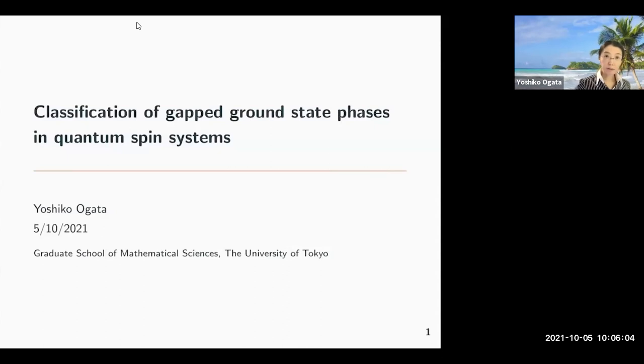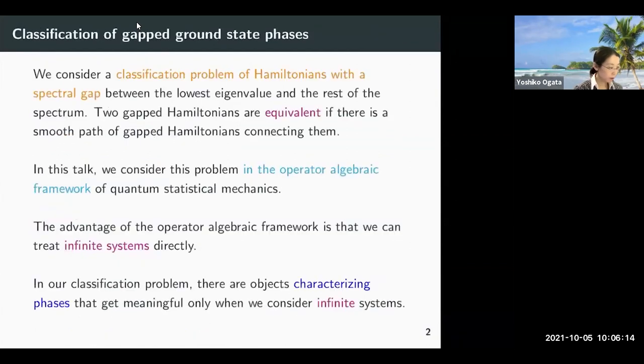Thank you very much for the kind invitation. I'm going to talk about the classification of gapped ground state phases in quantum spin systems. So first, what kind of classification problem is it? We consider a classification problem of Hamiltonians with a spectral gap between the lowest eigenvalue and the rest of the spectrum.